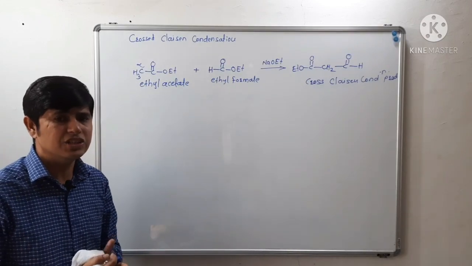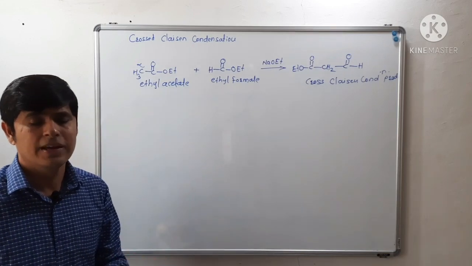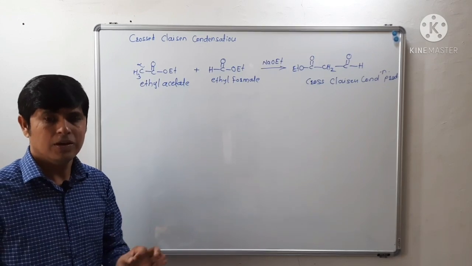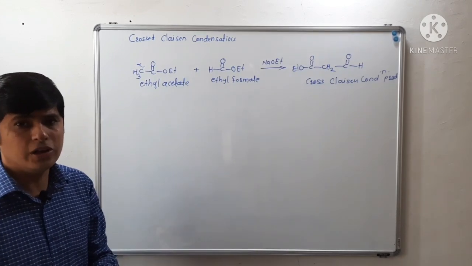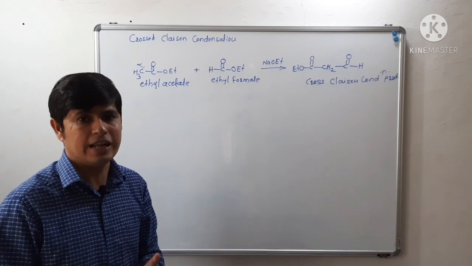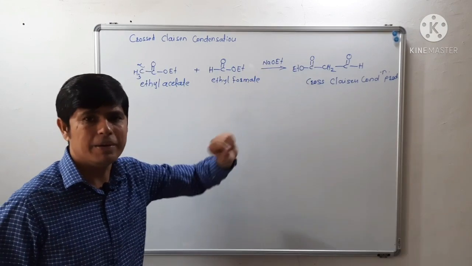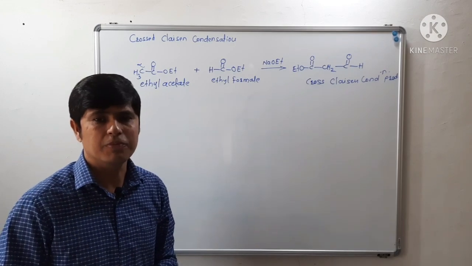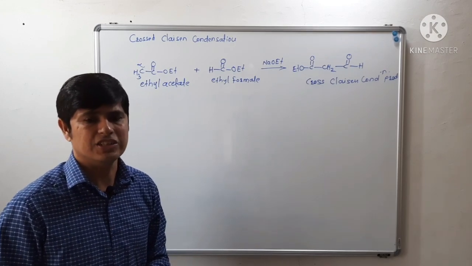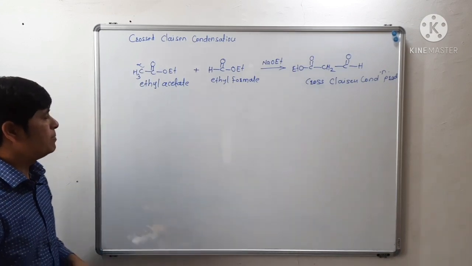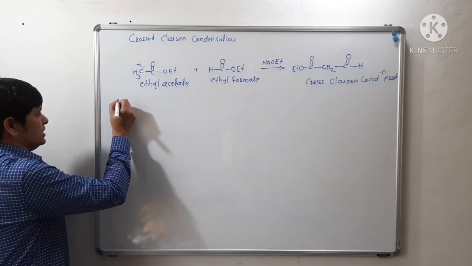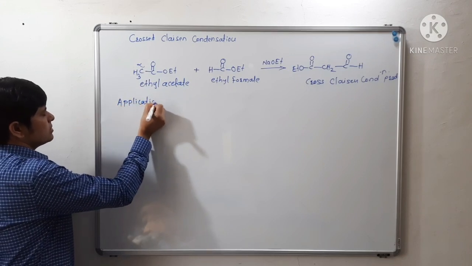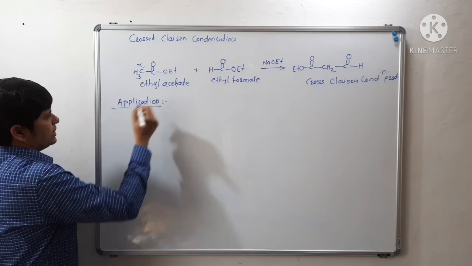So cross Claisen condensation is the condensation of an ester molecule which has an alpha hydrogen atom with another ester molecule which does not have an alpha hydrogen atom, in presence of a base like sodium ethoxide, to give a cross Claisen condensation product. That is the cross Claisen condensation reaction. Now we will see applications of this cross Claisen condensation reaction.